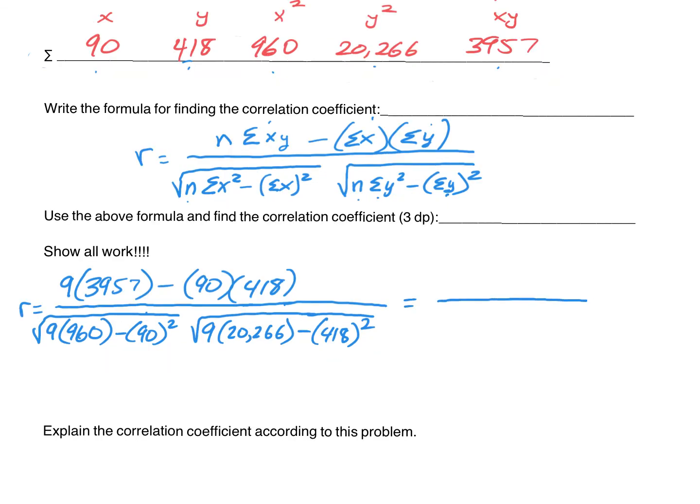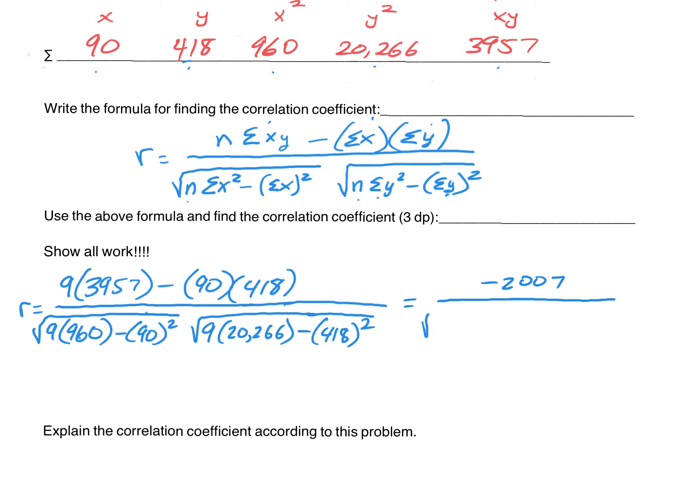I need for you to pull your calculator out, and you can type the entire numerator in at once. 9 times 3957, take away 90 times 418, and it'll give us a negative 2007. I want to see that number. It's going to be negative, which makes sense because you already told me it's going to be negative linear.